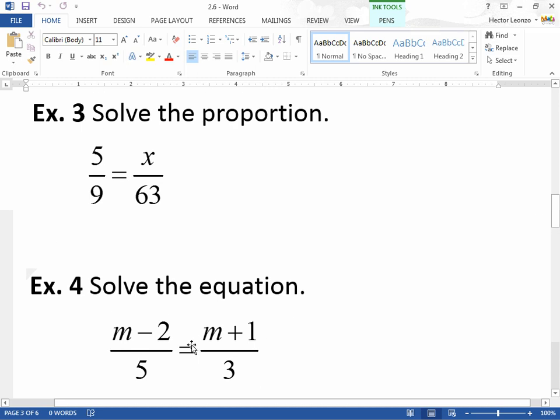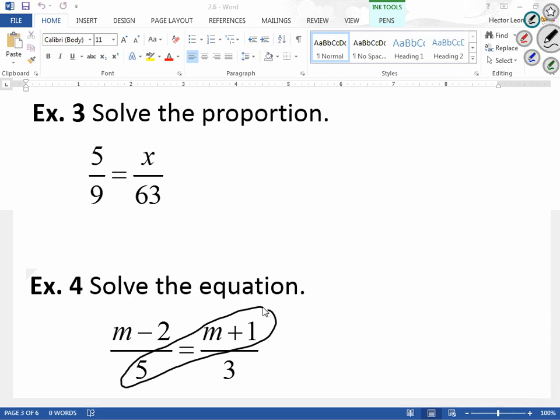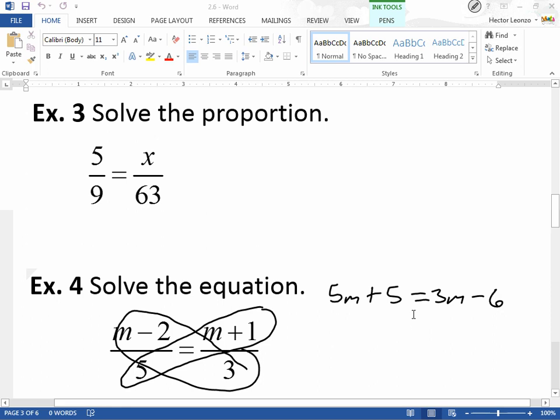Then in some proportions, you're gonna have a plus or minus in there. The only difference with them is when you cross multiply, in this case this 5, make sure you multiply it to both. So I'm gonna go 5 times m, which gives me 5m, 5 times 1. Notice I put a plus in between because that's the sign that it had. Now I'm going to let this equal to, in this other operation, I'm going to multiply the 3 times m, which is 3m. There's a minus in there, so I'm going to put a minus, and 3 times 2 gives me 6.